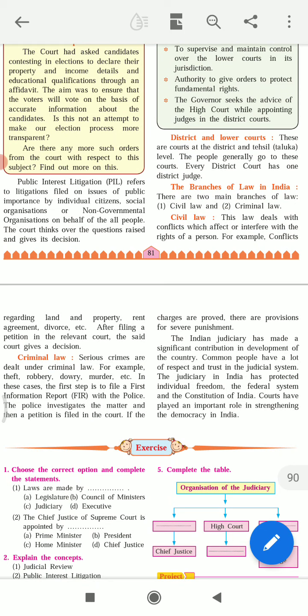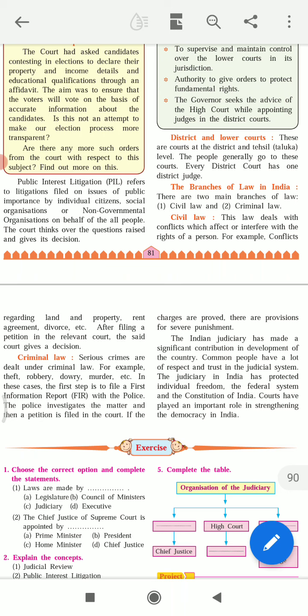So, children, serious crimes such as theft, robbery, dowry, murder, etc. are dealt under criminal law. In these cases, the first step is to file a first information report, that is FIR, with the police. The police investigates the matter with the help of FIR and then files a petition in the court. If the charges are proved, there are provisions for severe punishment.